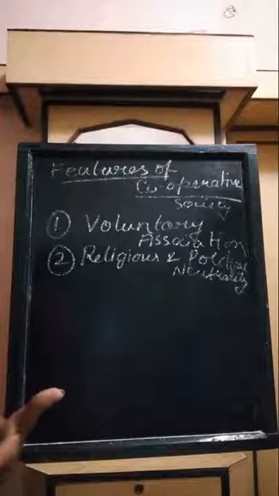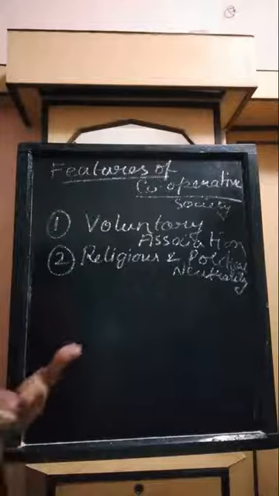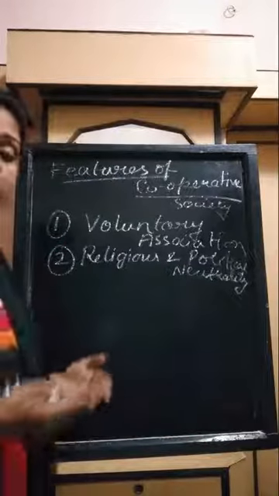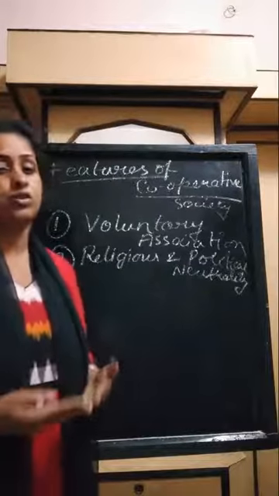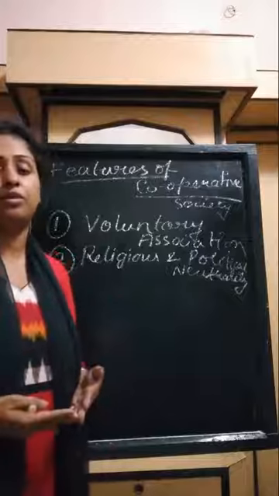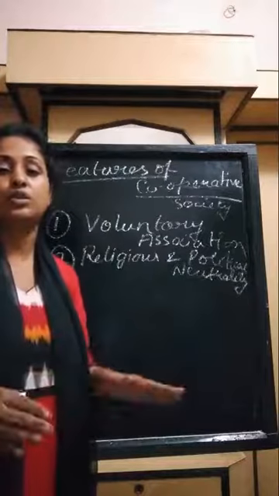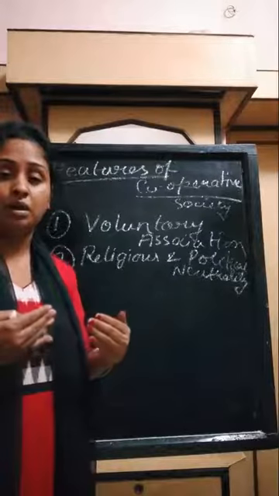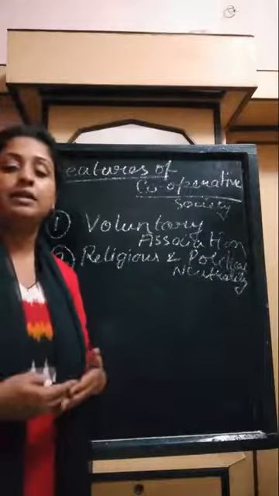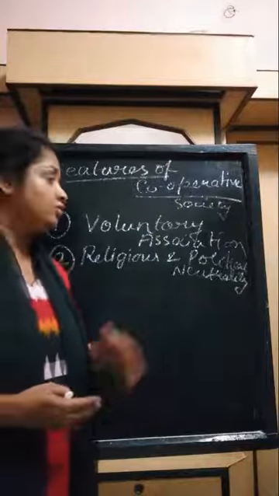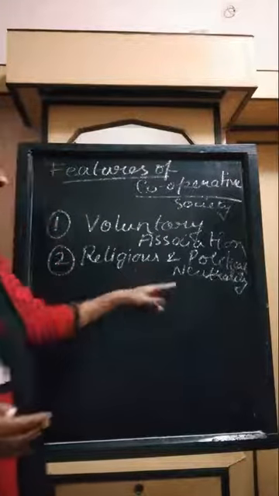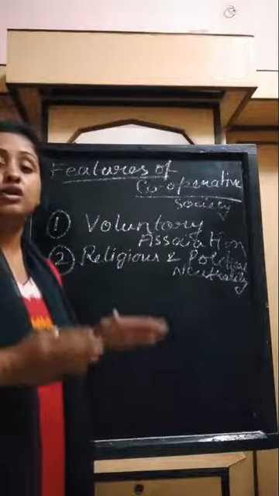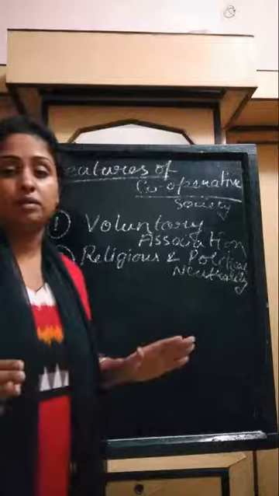Any new members can join the society irrespective of caste, creed, or class of the society. Anyone can be a member of the society. No political affiliation is required. No religious barrier is there. Anyone is free to join this society. That's why it is called religious and political neutrality. This is a neutral society. It is open to all.